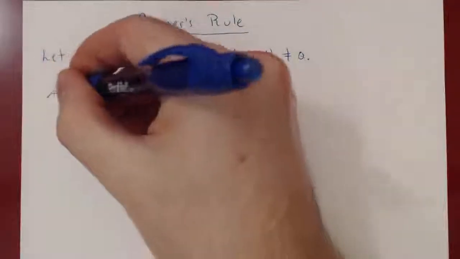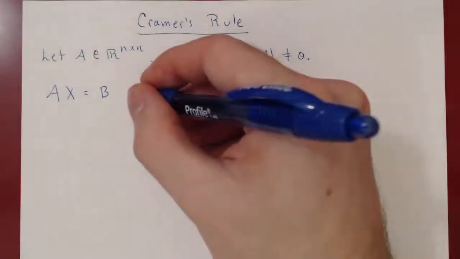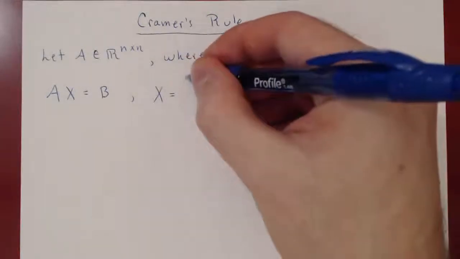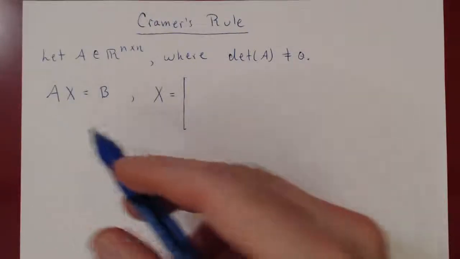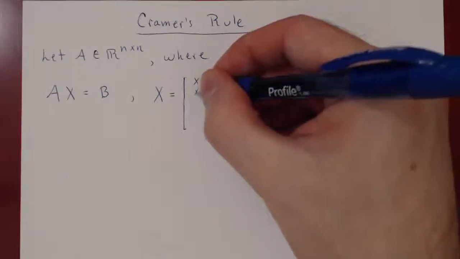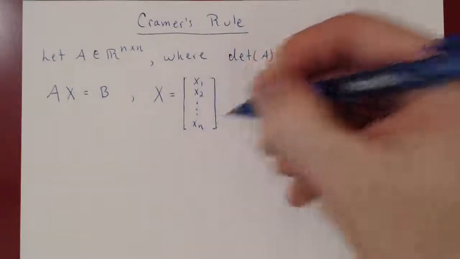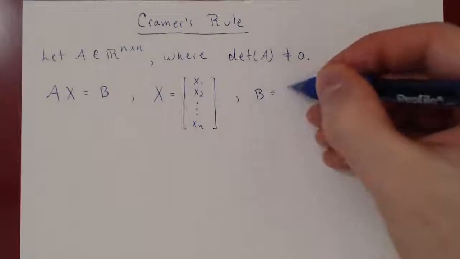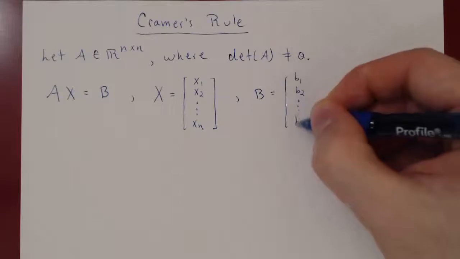So we consider a system in the form Ax equals b, where of course A is the matrix of coefficients, and x will be the vector of variables. Since we have an n by n matrix of coefficients, this means we have n variables. So let's list them as x1, x2, up to the nth variable xn. And b, of course, is the column vector of constants. So we can write b as b1, b2, up to bn.